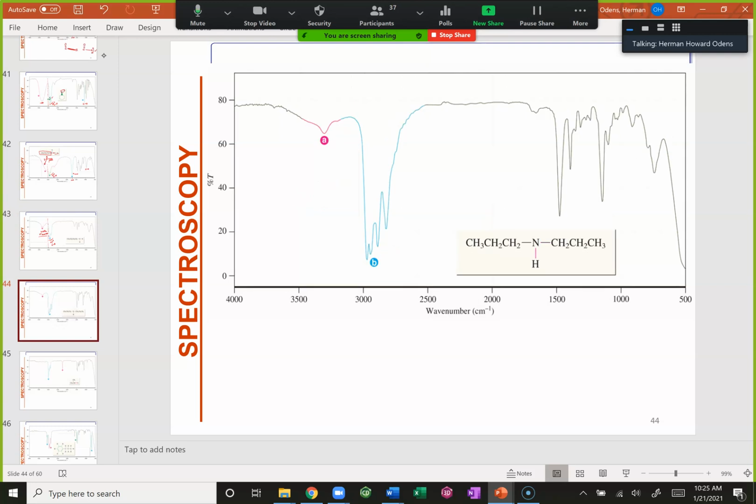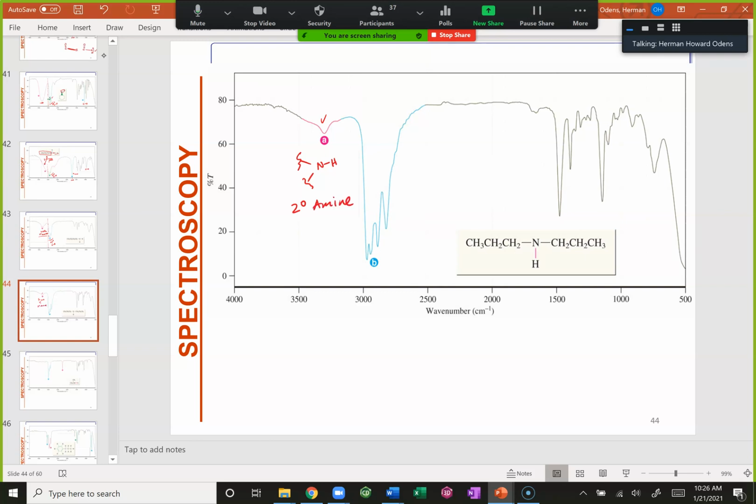This is a secondary amine. So we only have one blip right there. So here is your NH group. But feel free, you can do this, and that's fine. So here's your secondary amine. This is secondary.